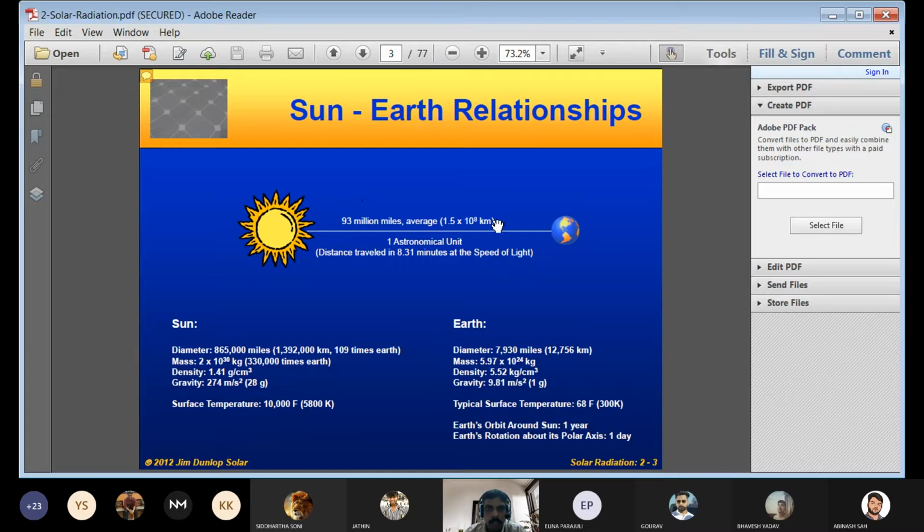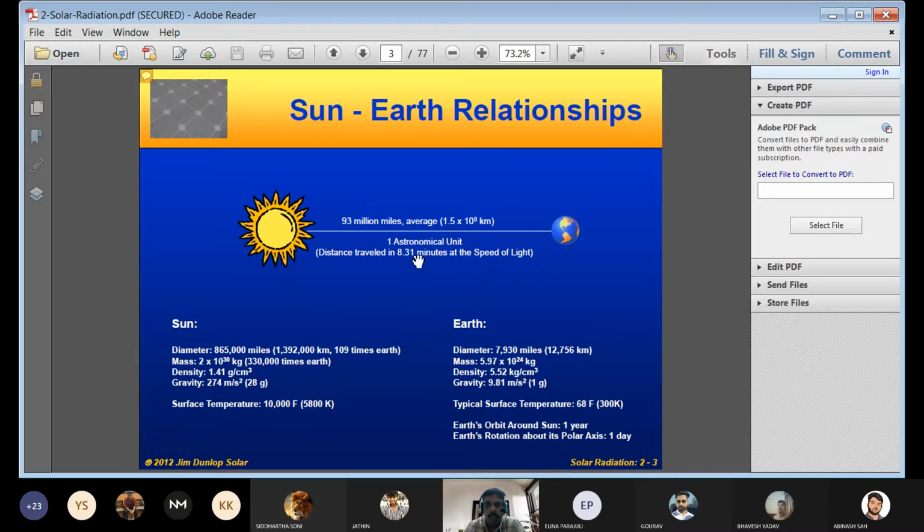What is the distance between sun and earth? On average, we can talk, because it will vary over the seasons. It is 1.5 into 10 raised to 8 kilometer, very large, right? Otherwise 93 million miles. So it takes light 8.31 minutes to travel to earth from the sun's surface.